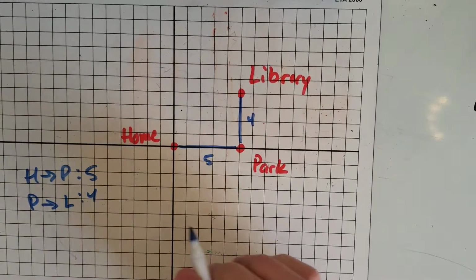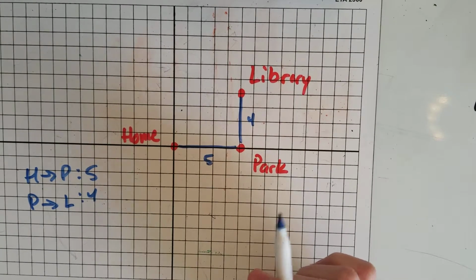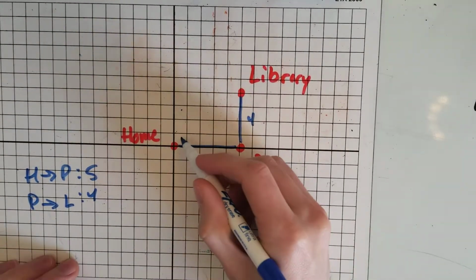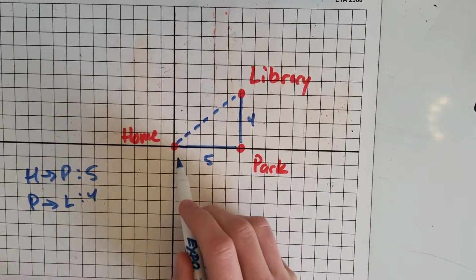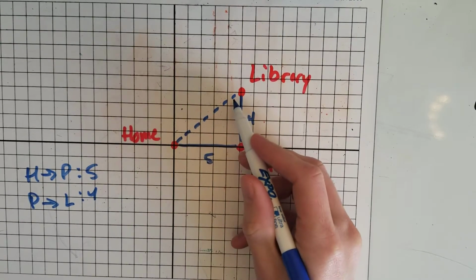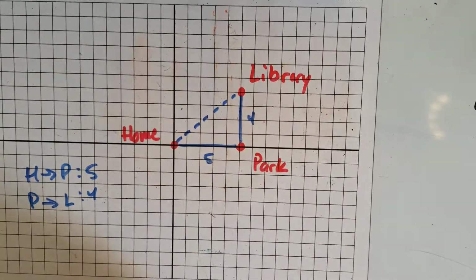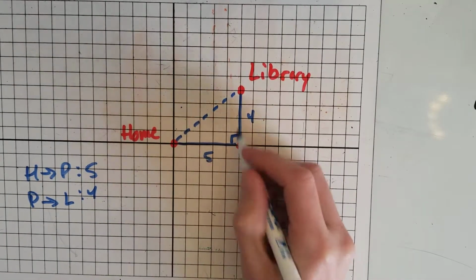And our last one, and this is where we're going to need something useful, says, what's the shortest distance from the home to the library? That would be this right here. Notice that it's not as easy as just counting the boxes because we're going diagonally across. So what we can use to find this distance is the Pythagorean theorem, because this is a right angle here.